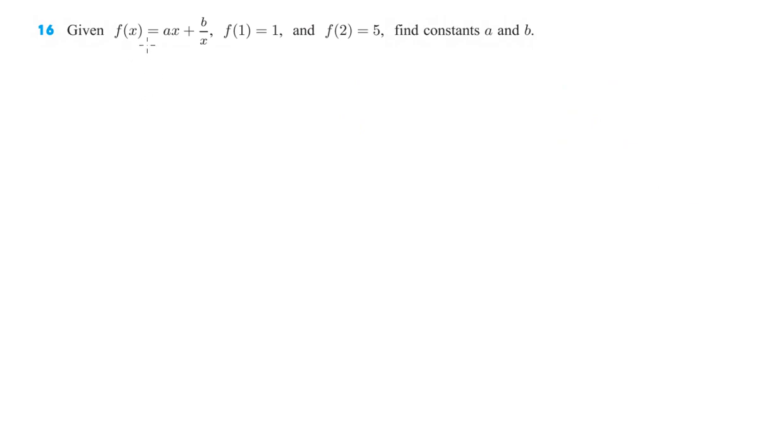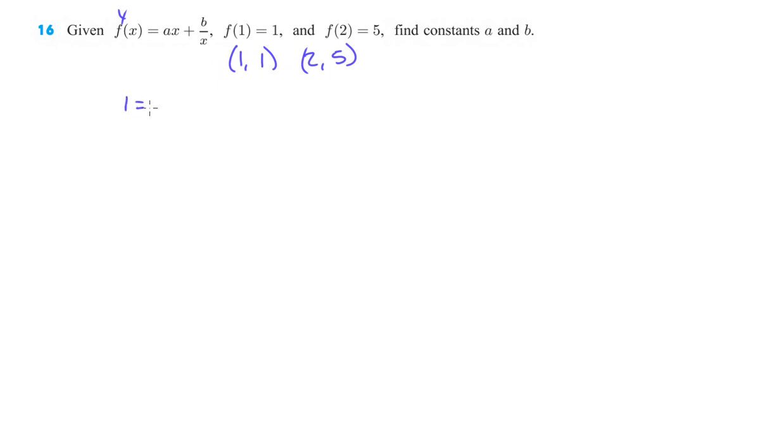Number 16: given f of x equals ax plus b over x, f of 1 equals 1 and f of 2 equals 5. Find constants a and b. So we know that if we plug in 1, out comes 1. If we plug in 2, out comes 5. Okay, so let's try f of x. So this is the y, right?